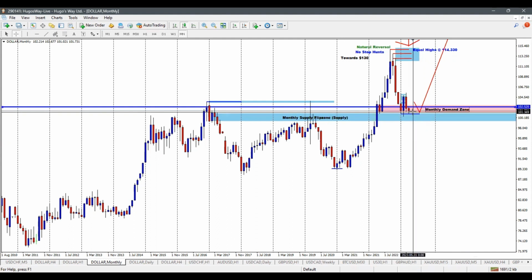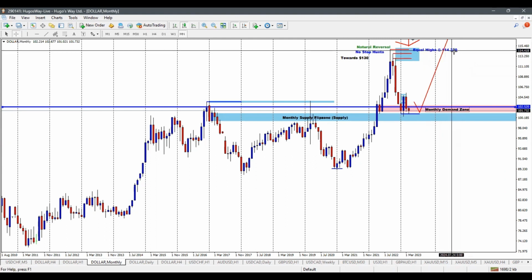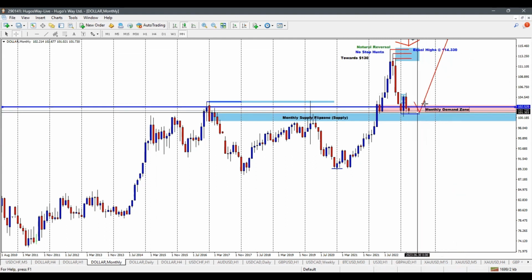So now that we've had this pullback into the range, we're in the very optimal areas for a very strong long. Now, the highest point of this movement is a liquidity pool at 114.330, which indicates that price is definitely going to make its way back up this way.